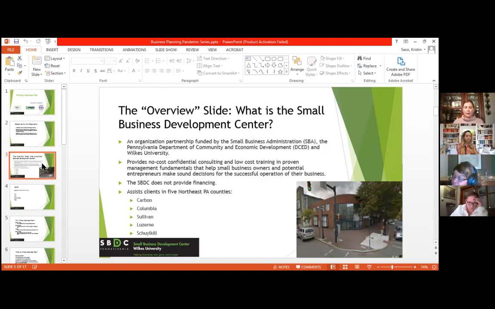Wilkes covers 5 counties: Carbon, Columbia, Sullivan, Luzerne, and Schuylkill. That's our county territory, so that's who we work with. If you're in Lackawanna County or further north, our sister center is Scranton SBDC. We have our main offices in Luzerne, and then we have some outreach offices in the rest of these counties. Does anyone have questions about the Small Business Development Center and what we do?